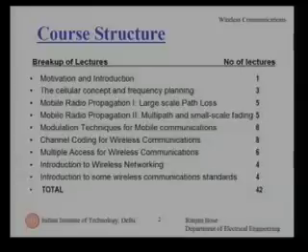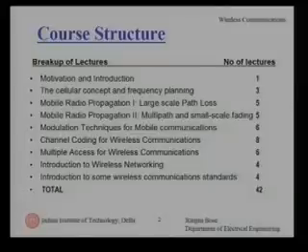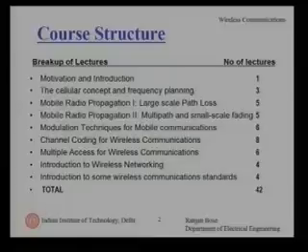Here is a breakup of the lectures. We will start with the motivation and introduction. We will then follow with the cellular concept and the frequency planning, which is a part of most wireless communication systems. Then we will go on and study mobile radio propagation. Fading, which is an integral impediment in most wireless communication systems, will be tackled. We will look at the large scale path loss and then the multipath small scale fading.